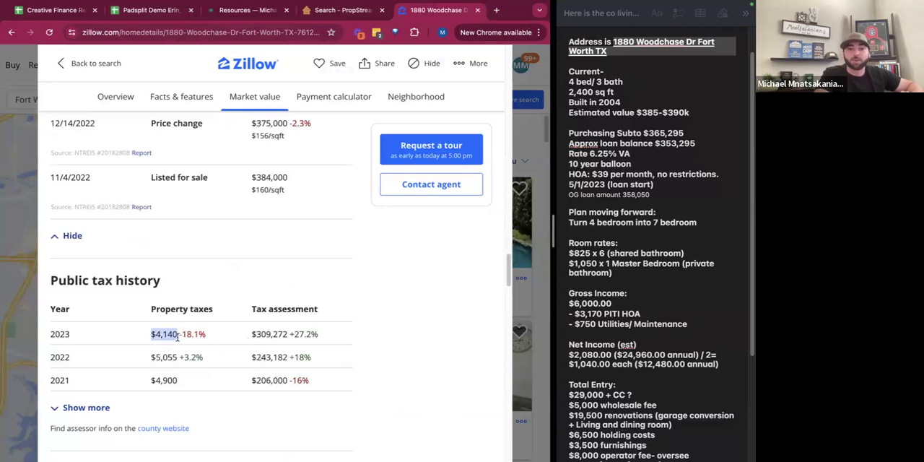Actually, we can even see quickly. See, it says property taxes are $4,140. However, this is year 2023 because they bought it in 2023. Their taxes wouldn't have been assessed till the future date. So I would check that.